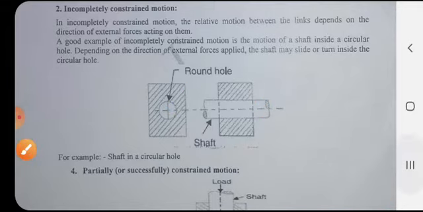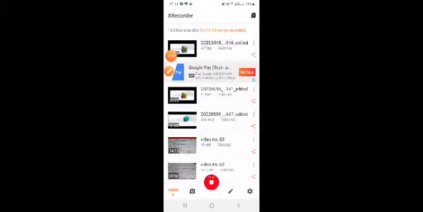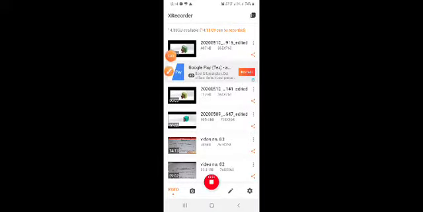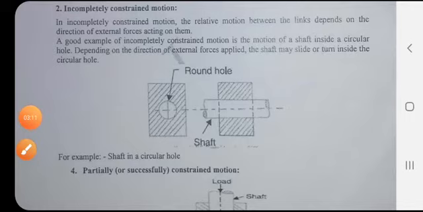So here also I will show a simple animation video. Right, so this is about the incompletely constant motion animation.